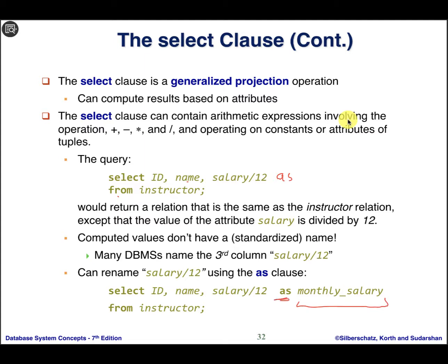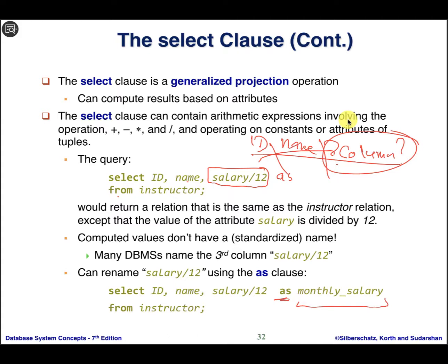So we can use AS in order to rename this attribute, because what the name of the attribute is going to be depends on the database management system that you're going to use. Some of them are going to use something like this column. I don't know what the value is going to be displayed here. So it's going to be ID, name, and this one is going to be some weird column name. So instead I'm going to say I want to display the monthly salary as a temporary name for the attribute when you display the result. Okay?